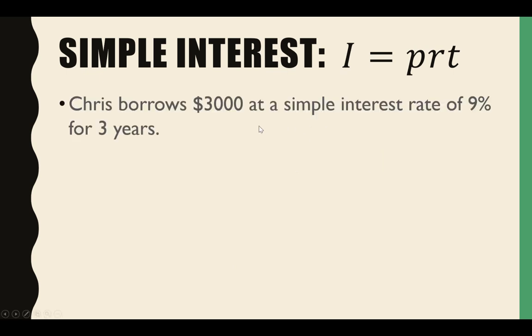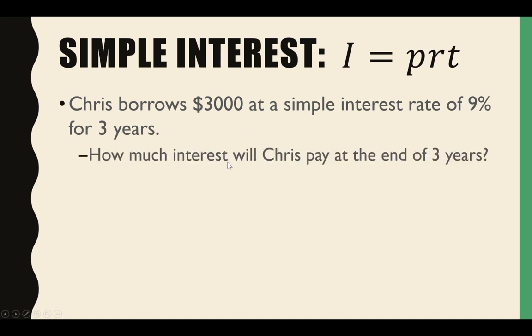So first things first, Chris borrows. In the simple interest form, we've got borrowing and the interest paid against that borrow. So Chris borrows $3,000 with a simple interest rate of 9% for 3 years. $3,000, that's the P, that's our principal. The rate is 9%, but we have to turn it into a decimal, so it's going to be 0.09. And the T for time is 3 years. So how much interest will he pay at the end of 3 years?